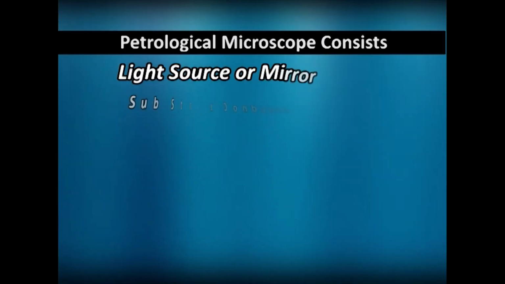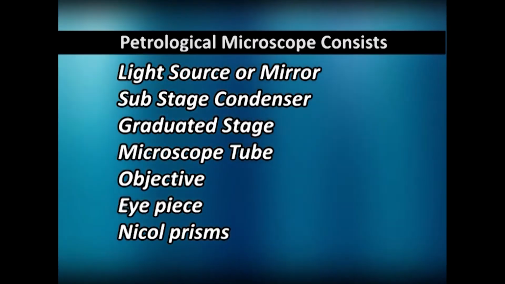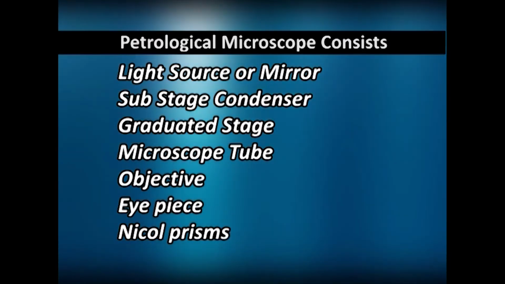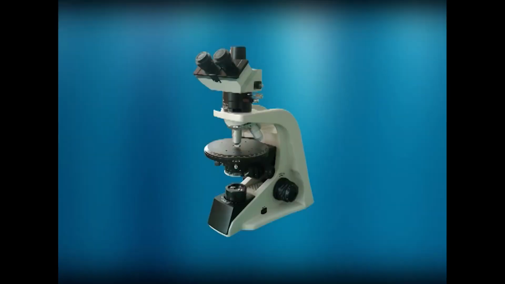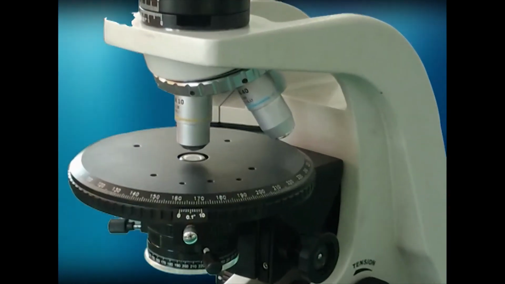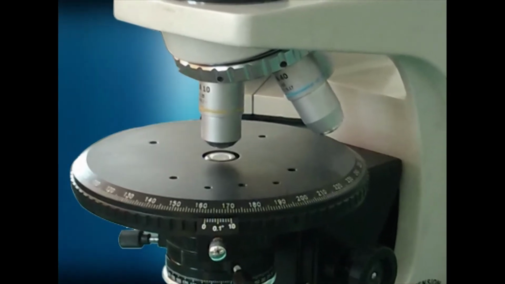The normal petrological microscope consists essentially of a light source or mirror, a substage condenser, a revolving and graduated stage, a tube called the microscope tube, an objective, an eyepiece and two Nicol prisms, one below the stage and the other above it. The microscope stage, in its simplest form, is a circular disc with an opening in the center through which the light passes.